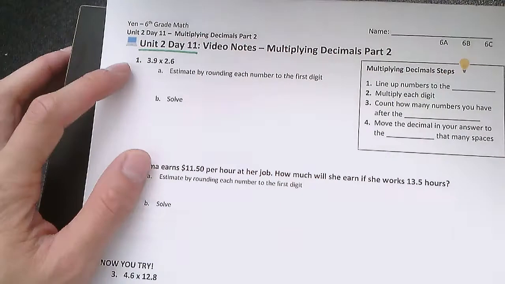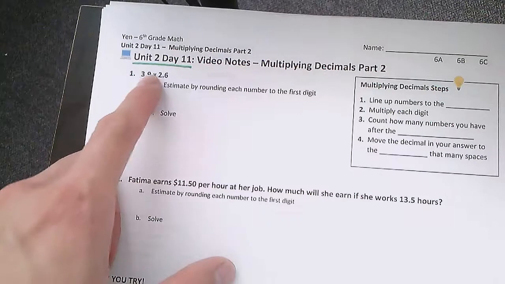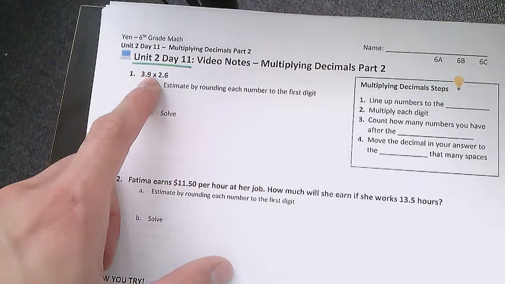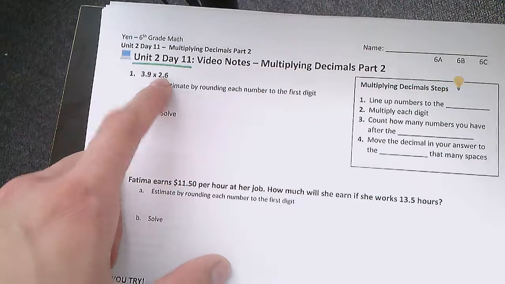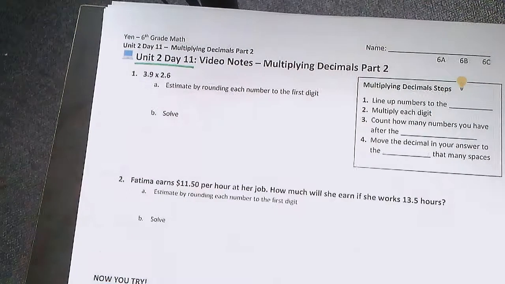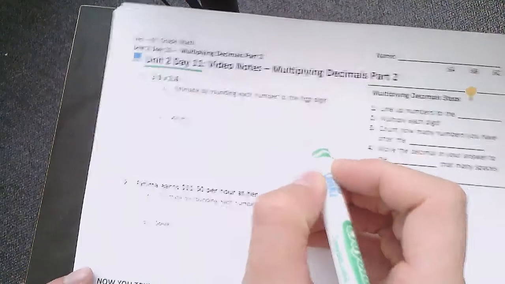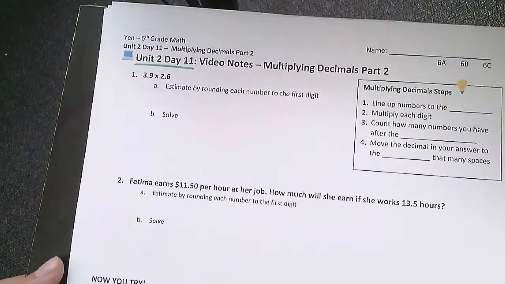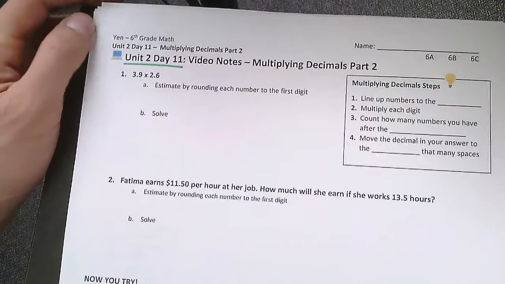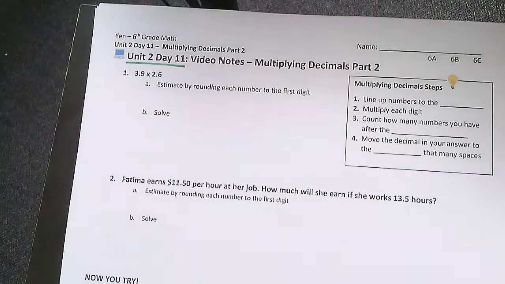Let's take a look at number 1. We're doing 3.9, so that's 3 wholes and 9 tenths, times 2.6, which is 2 wholes and 6 tenths. And just like we did yesterday, we're first going to estimate by rounding each number to the first digit. The reason why we're estimating is so that we can first get an idea of around what number our final answer should be.